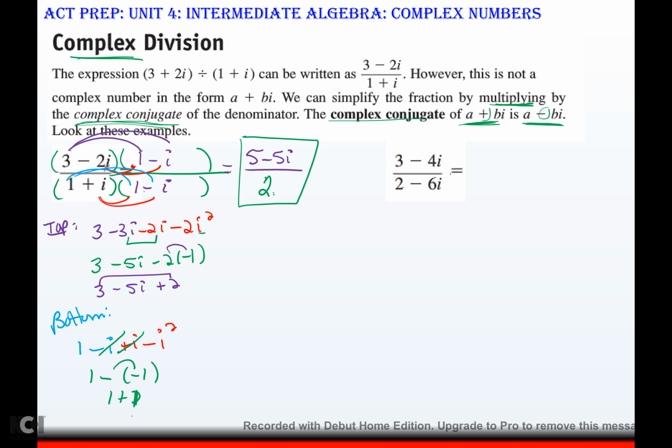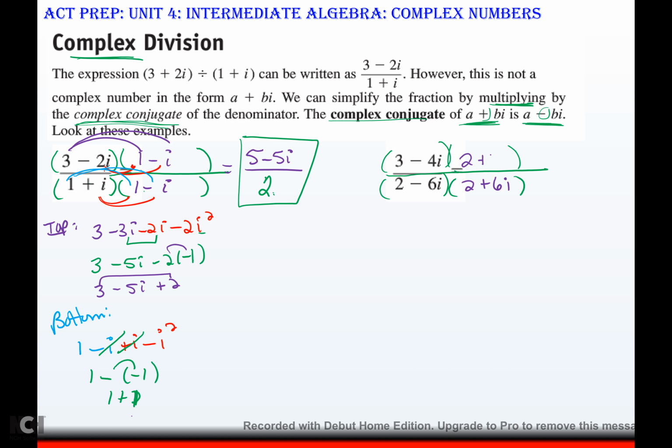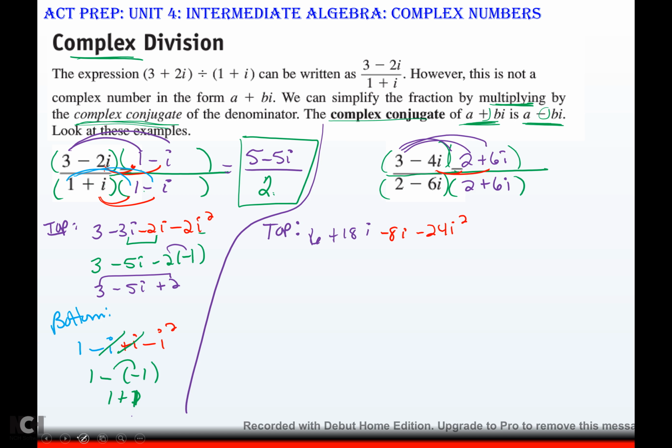Alright, this one over here, again, I can't divide by i, so we're going to multiply the top and the bottom by the conjugate of the bottom. The conjugate of 2 minus 6i is going to be 2 plus 6i. So again, on top, I have 3 times 2 is 6. 3 times 6i is 18i. Negative 4i times 2 is negative 8i. And negative 4i times positive 6i is negative 24i squared.